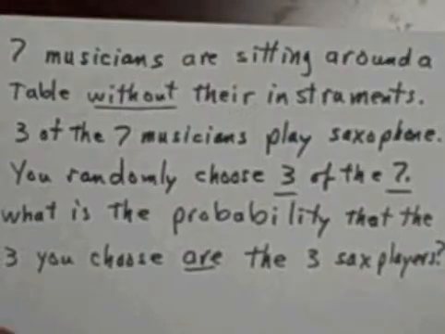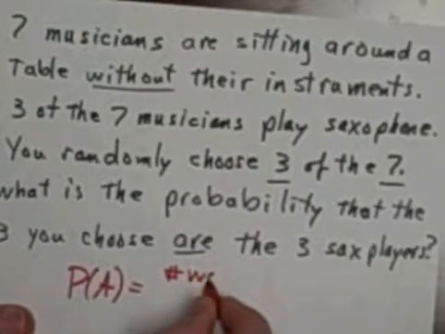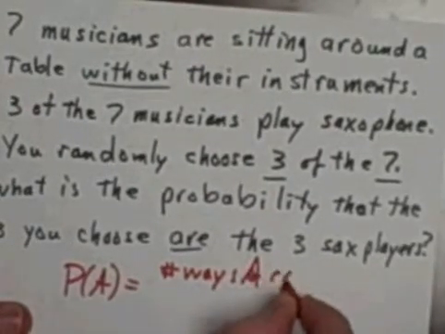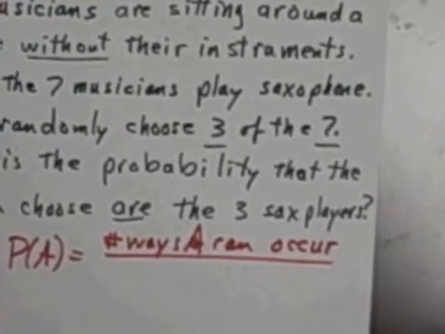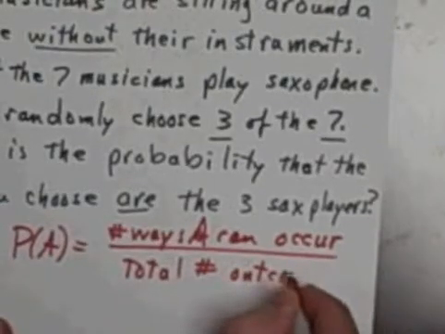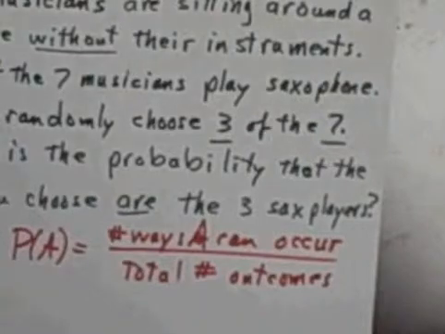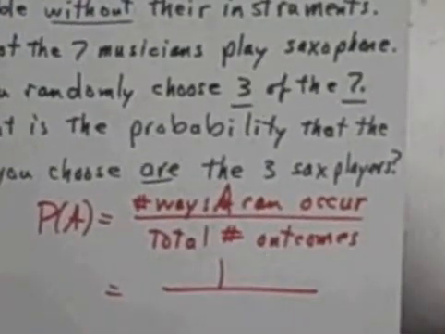Please recall that the probability of an event A is equal to the number of ways it can happen divided by the total number of outcomes. This top is pretty easy. The total number of ways that A can be chosen, in this case that we can actually choose the 3, is one way. We just choose those 3. So that's 1. The big question is, what's my denominator? What's the total number of possible outcomes?